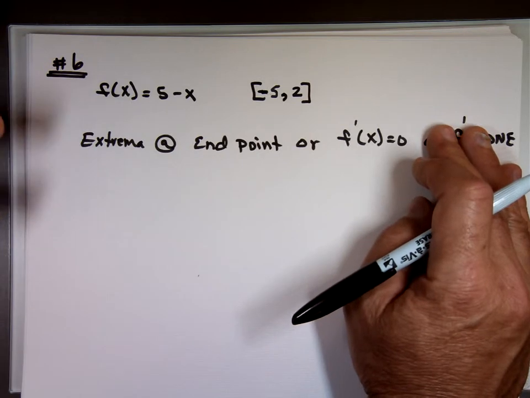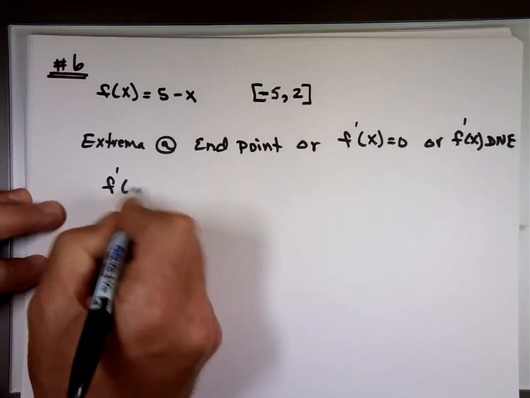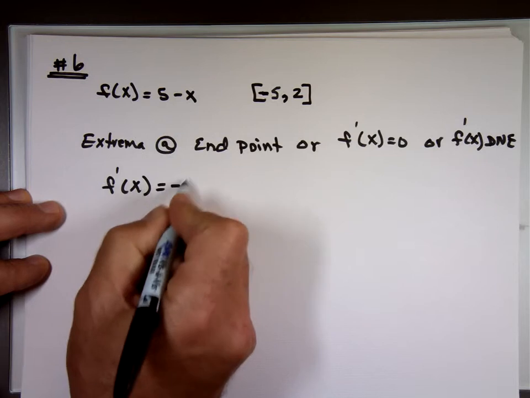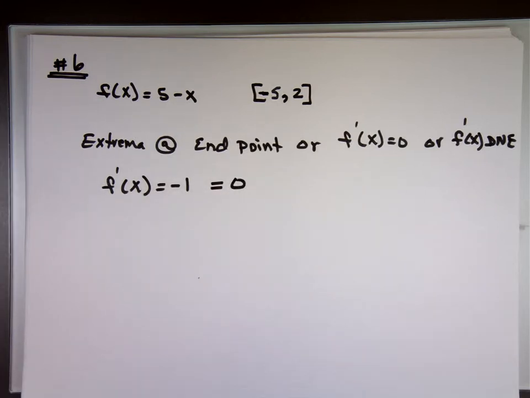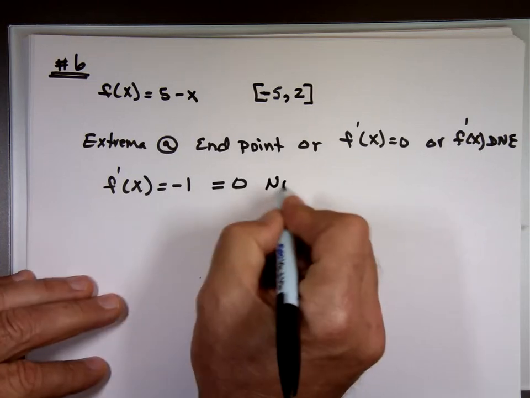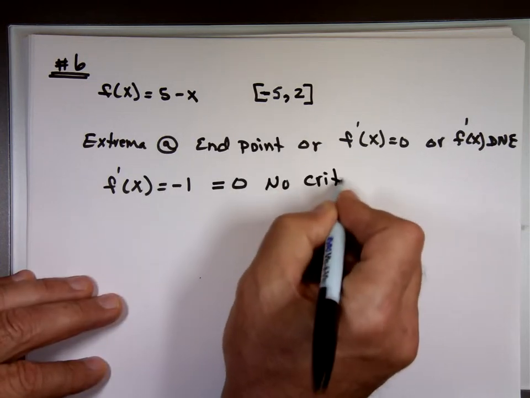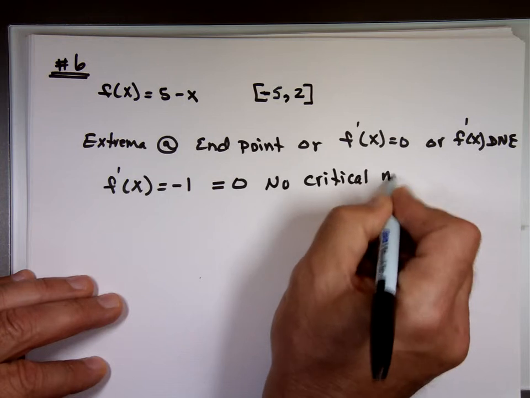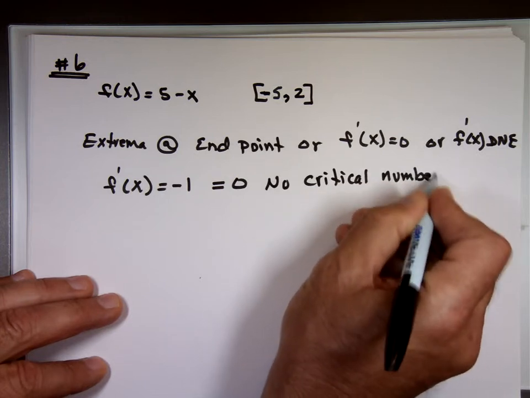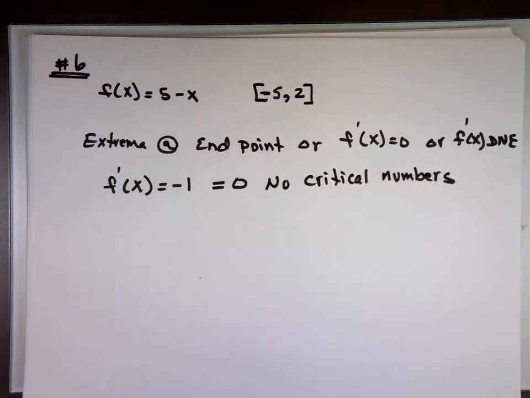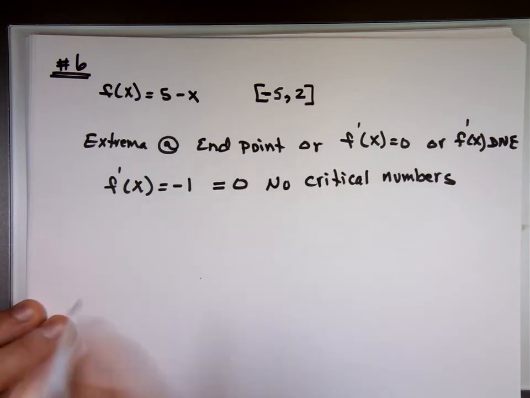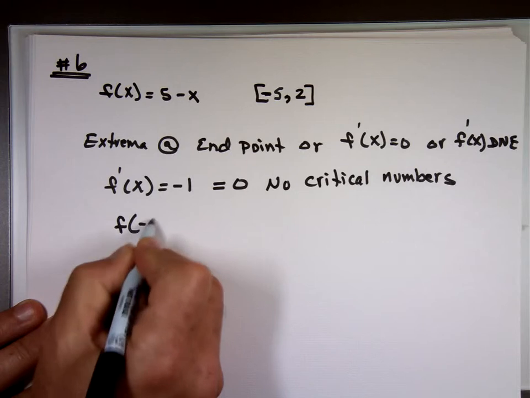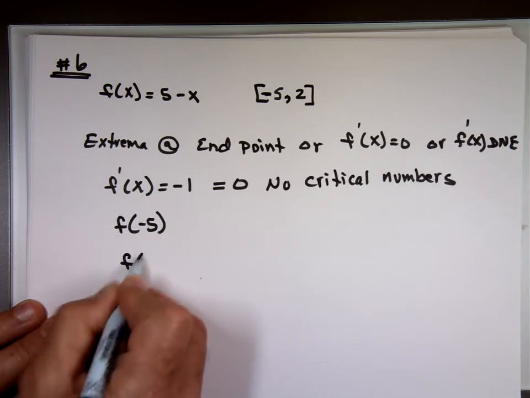Well, let's take the derivative. That's a negative 1. Set it equal to 0. Is there a value that will make the derivative 0? No critical numbers, I think the book calls them. So in this case, your extrema are going to be just at the endpoints because the derivative will never be 0. So what's the value of the function at negative 5? And what's the value of the function at 2?